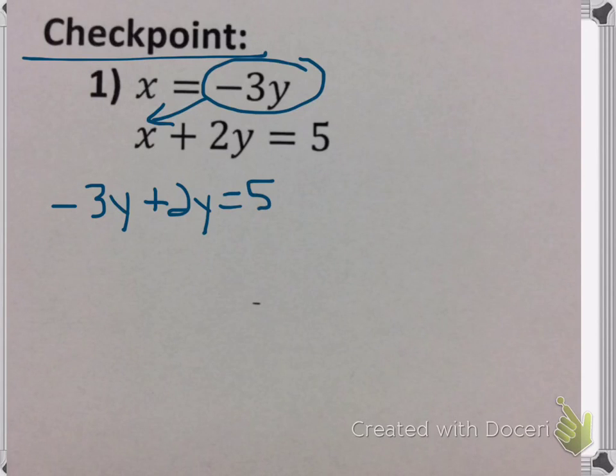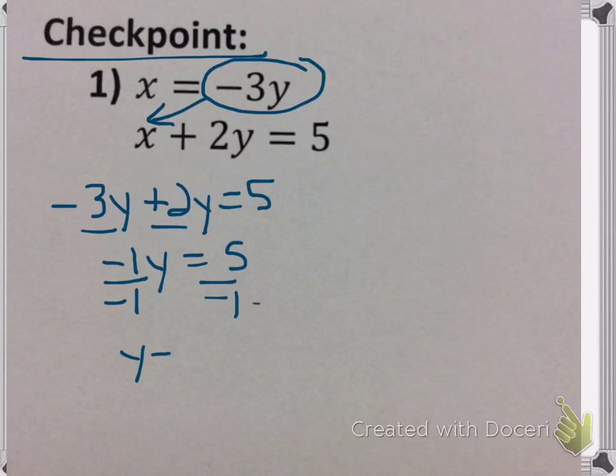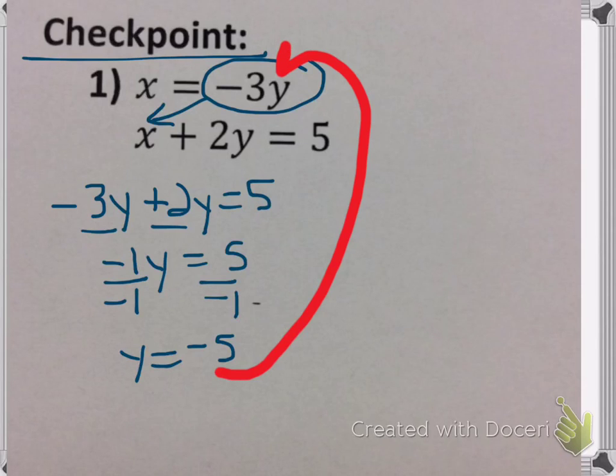We're just going to solve that by combining like terms. We have a negative 1y equals 5. To get rid of the negative 1, we divide both sides by negative 1, so we have y equals negative 5. Now again, I know what y is, so I'm going to take it back up and I'm going to substitute it in right there in place of the y.